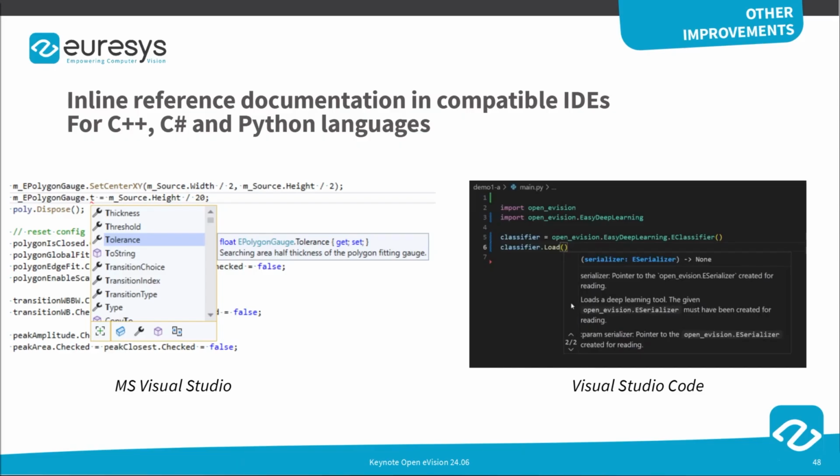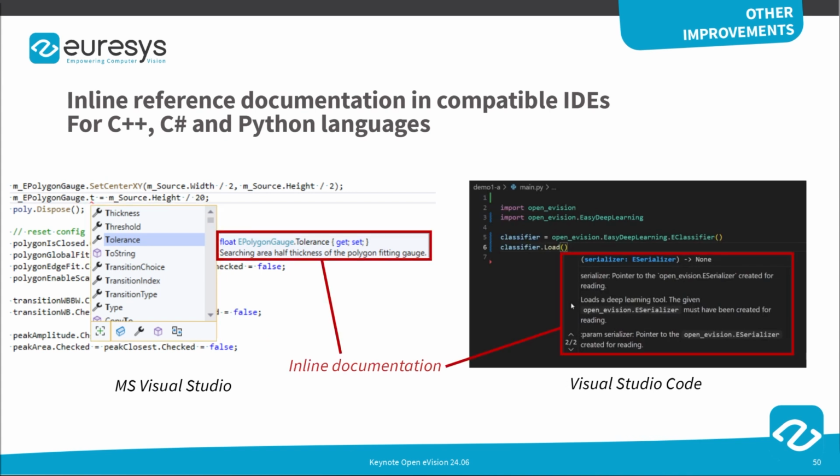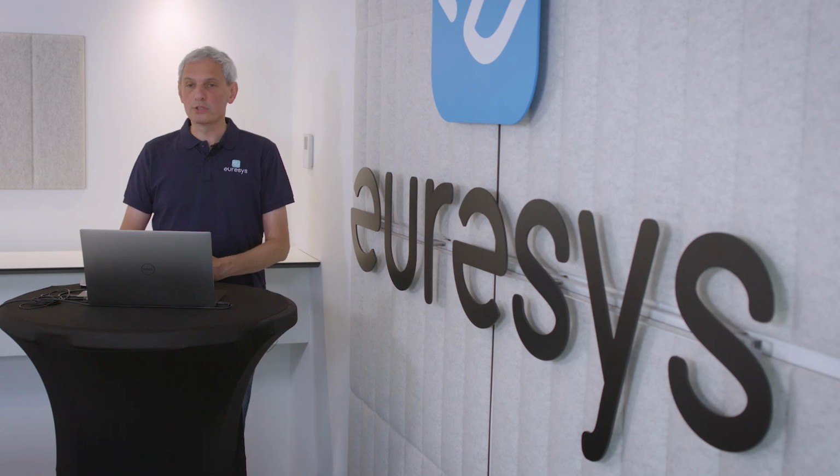And finally, we also improved the way the documentation is available in the IDE. So when you develop with Open eVision using your favorite IDE, you can now get code completion. It shows you all possible methods, classes, namespaces, and members you can access with Open eVision, but also, and that's very interesting, documentation for all these methods. So in Visual Studio Code or, for example, Microsoft Visual Studio, you get inline reference documentation for all Open eVision methods.